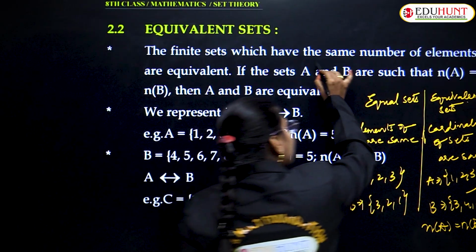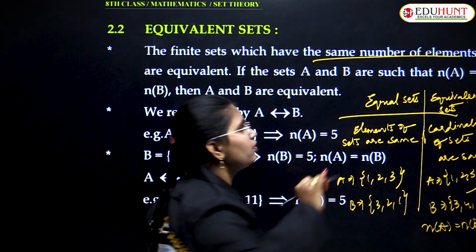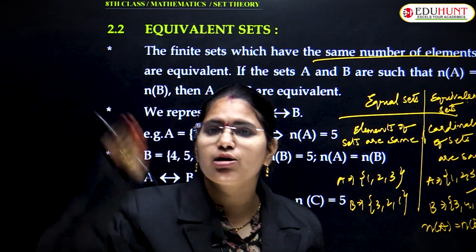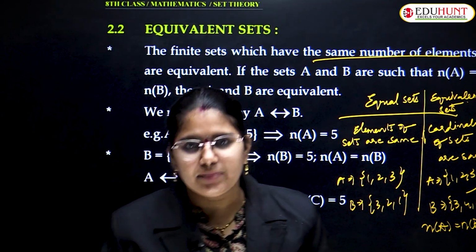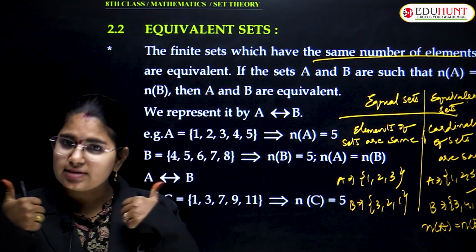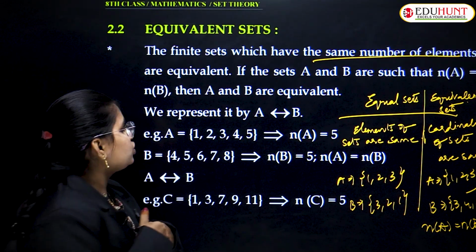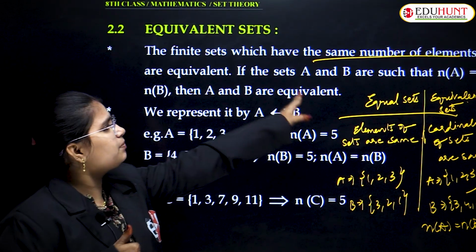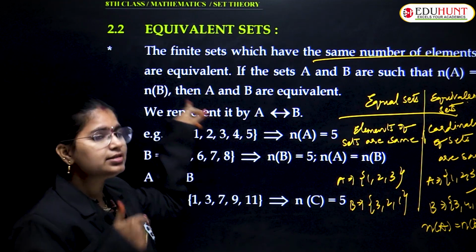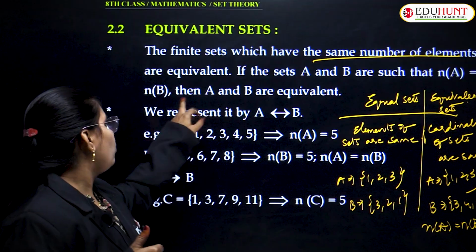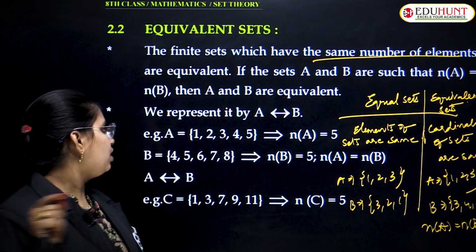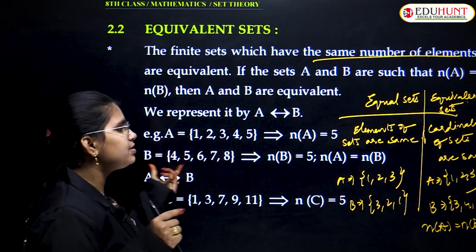This is an add-on point to the given case. Same number of elements, whereas in equal sets you have the same elements. That is the difference between equal and equivalent sets. I hope I am clear with this. Okay, if the sets A and B are equivalent sets, then n of A is equal to n of B, where A and B are equivalent. Clear? Okay. So let me consider an example.